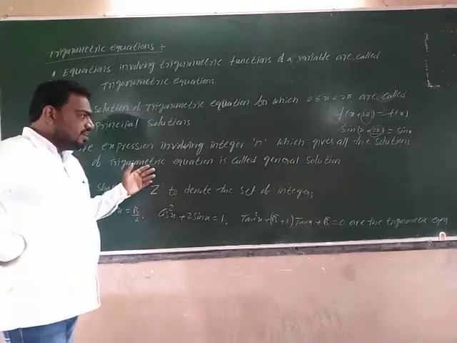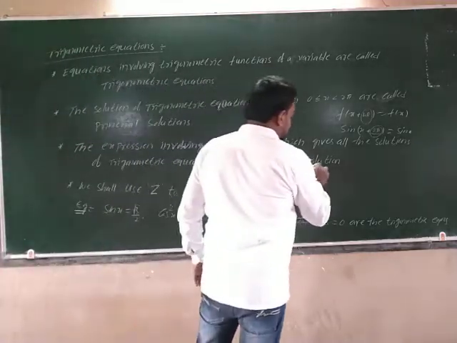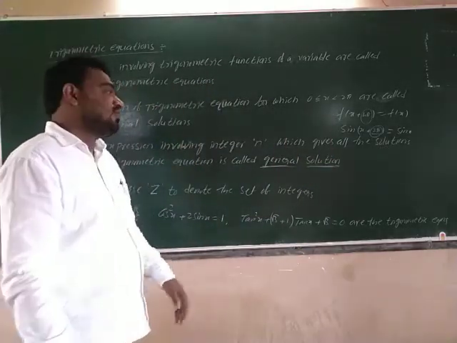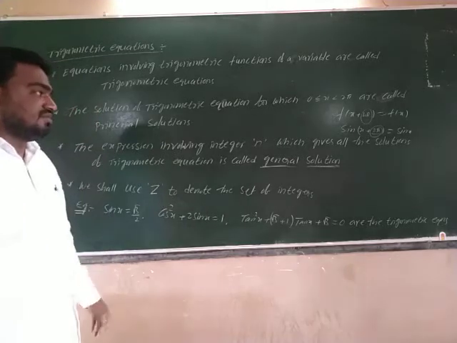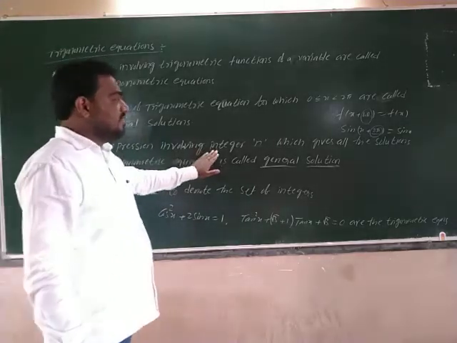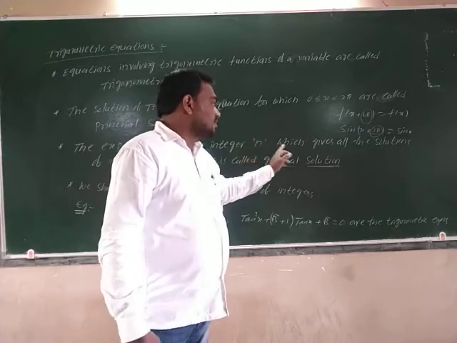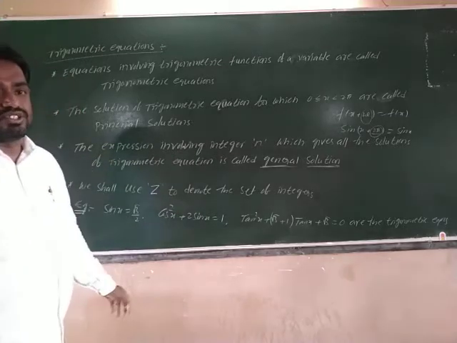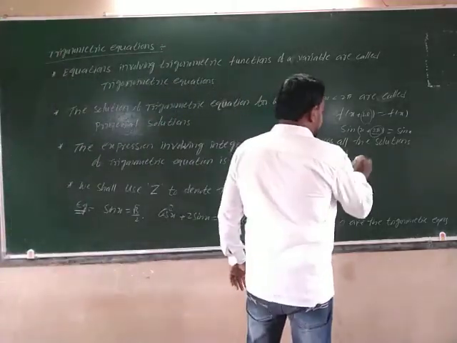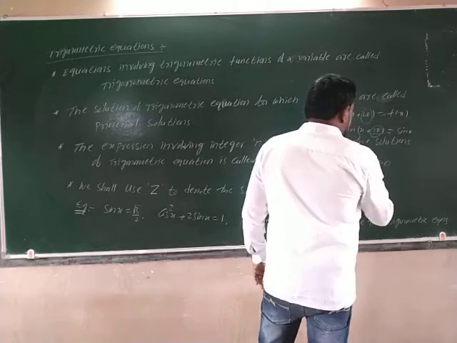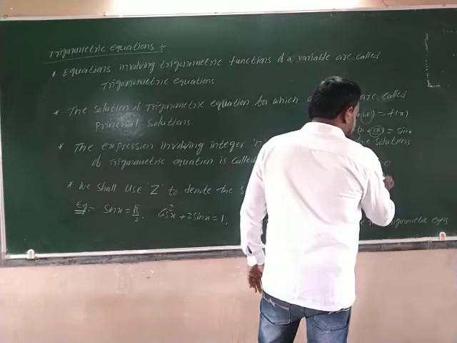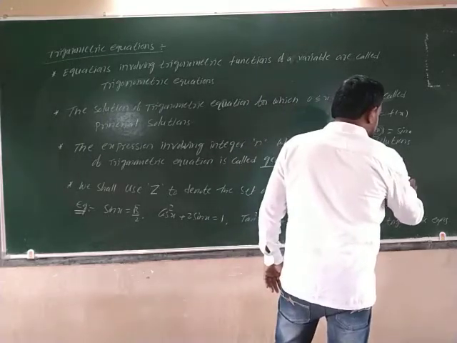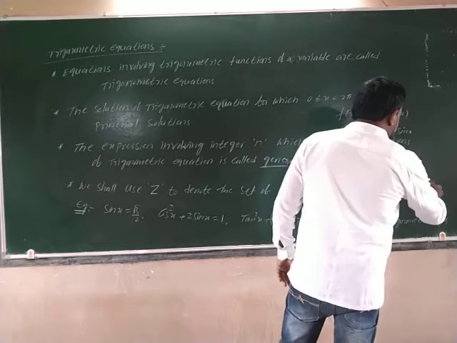Next, we have one more definition, the general solution. The general solution is nothing but all the solutions which satisfy the trigonometric equation. Otherwise said, the expression involving integer n, which gives all the solutions of a trigonometric equation, is called the general solution. For example, sin x is equal to 0. What are the x values? For 0, it is 0. For pi, sin pi equal to 0, sin 2 pi is equal to 0, sin 3 pi is equal to 0, sin 4 pi is equal to 0, like that.